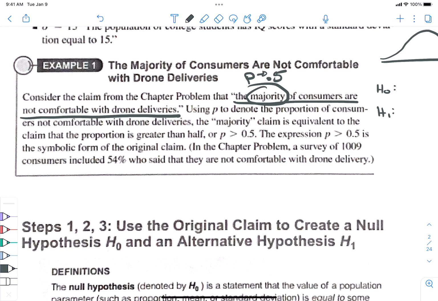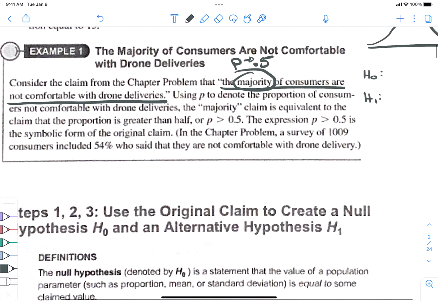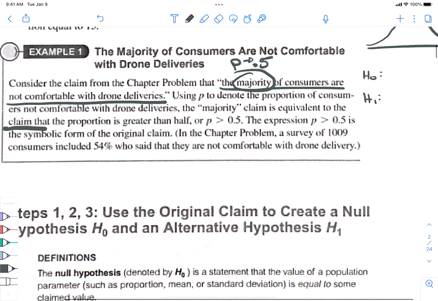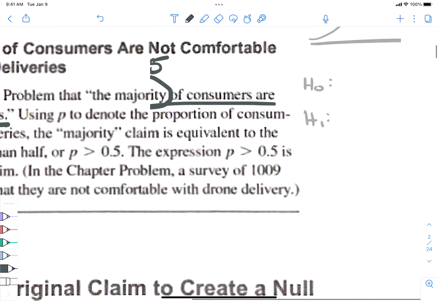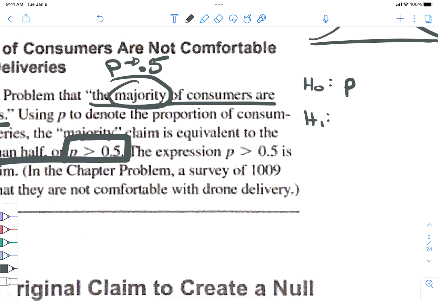Using P to denote the proportion of consumers not comfortable with drone deliveries, the majority claim is equivalent to the claim that the proportion is greater than half. This is our claim, that P is greater than 0.5. For H0, we say P equals 0.5. For H1, we're saying P is greater than 0.5. Which one does our claim go with? The greater than, right?